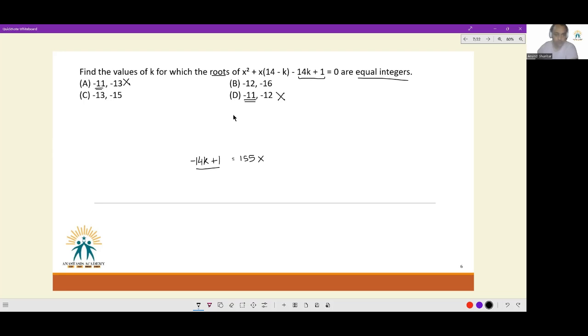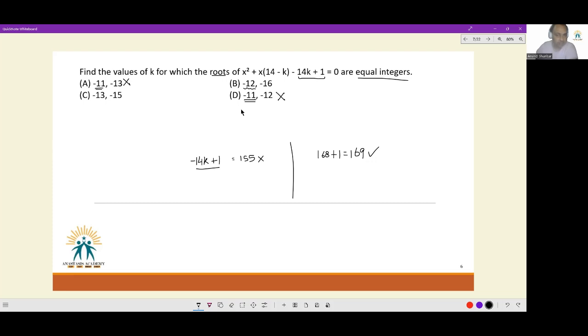Cannot possibly be true. Okay. Then I have to check only one of these two options. I'm checking down 12. Minus 14 into minus 12 gets us to 168 plus 1. This is equal to 169. This is indeed a perfect square.